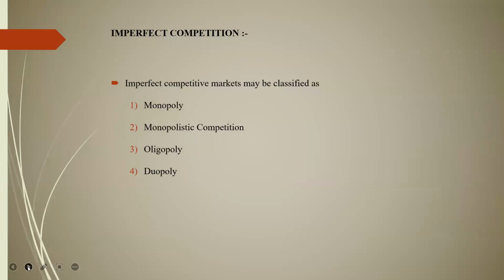And there is imperfect competition. It is again classified into monopoly, monopolistic competition, oligopoly, and duopoly. Imperfect competition is between the extremes of monopoly and perfect competition.